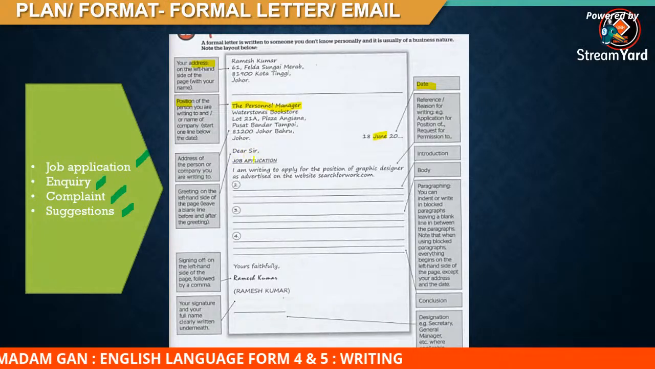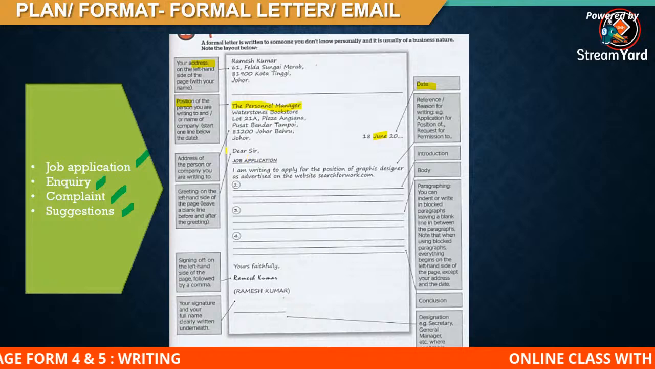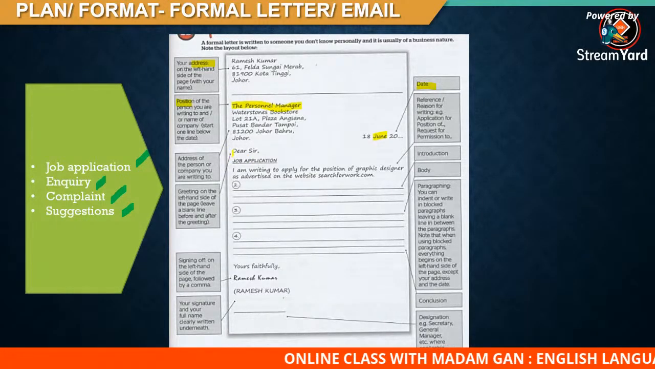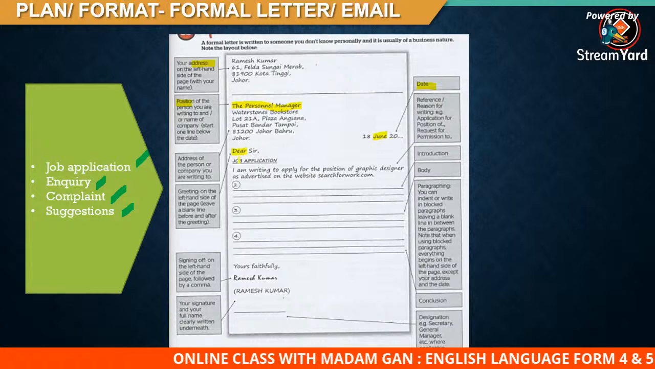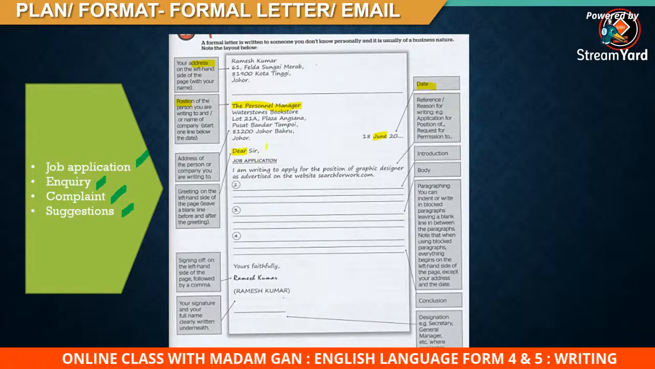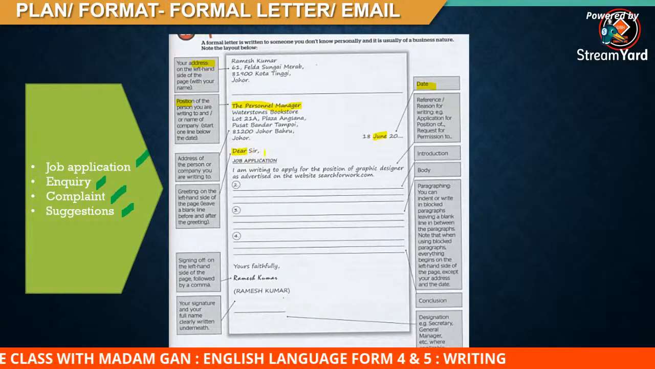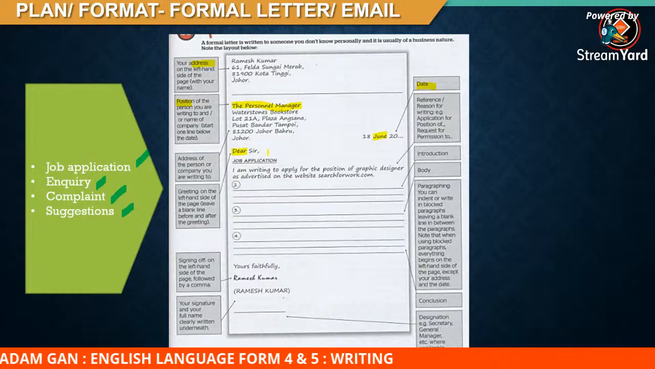So this is the format. Address, post, address, and then the date. Okay, next you have the salutation. So remember, in English, it is compulsory to write "dear". So you write dear sir, dear madam, or dear editor if you're writing to a newspaper.